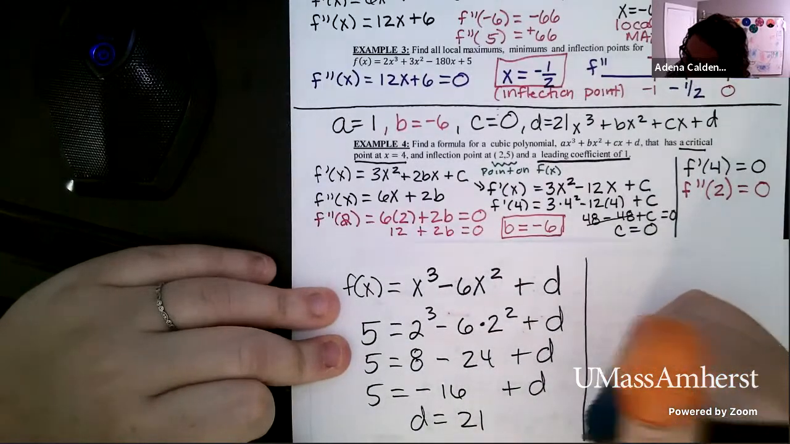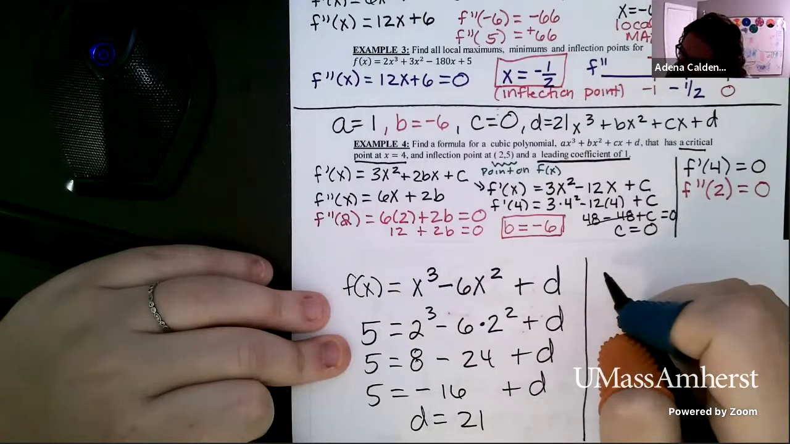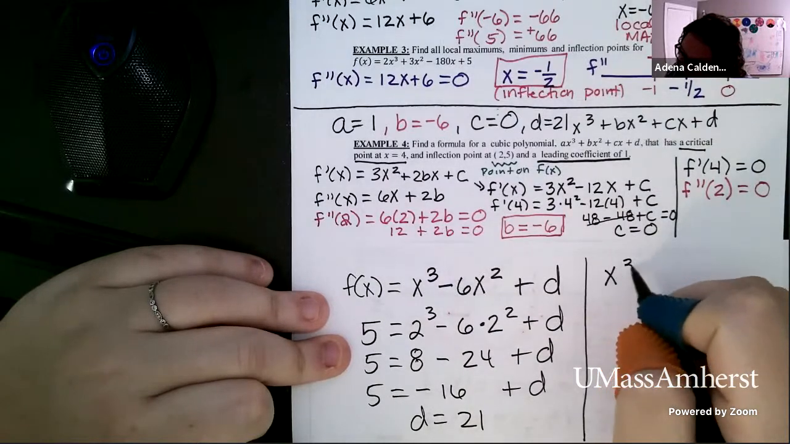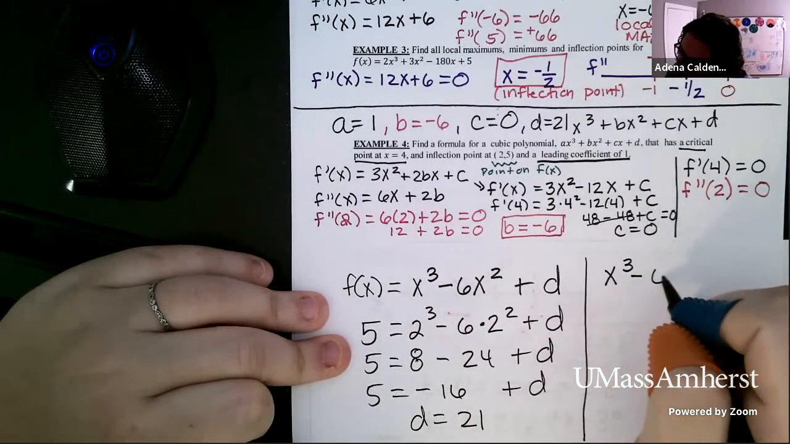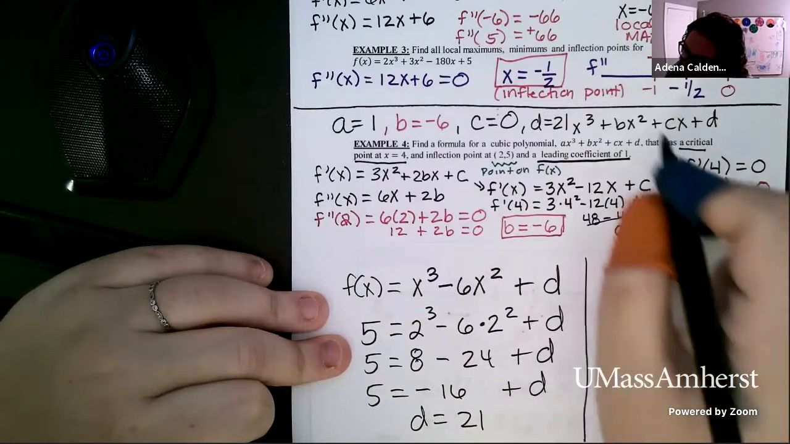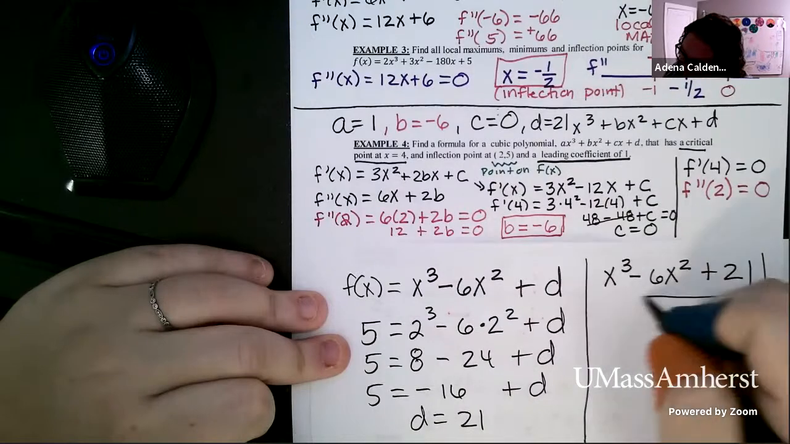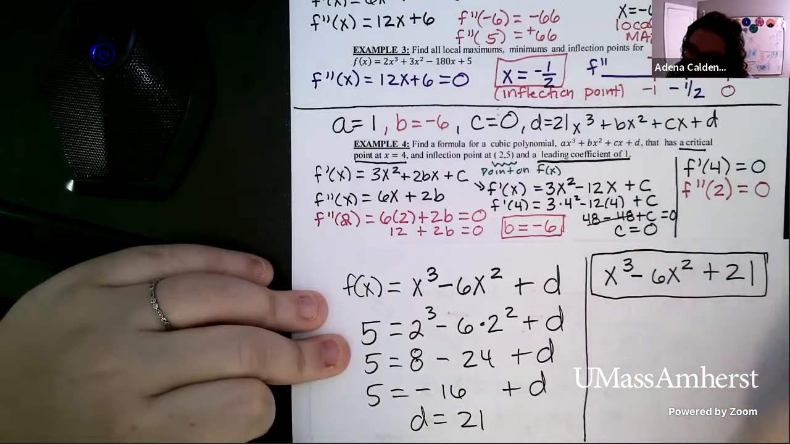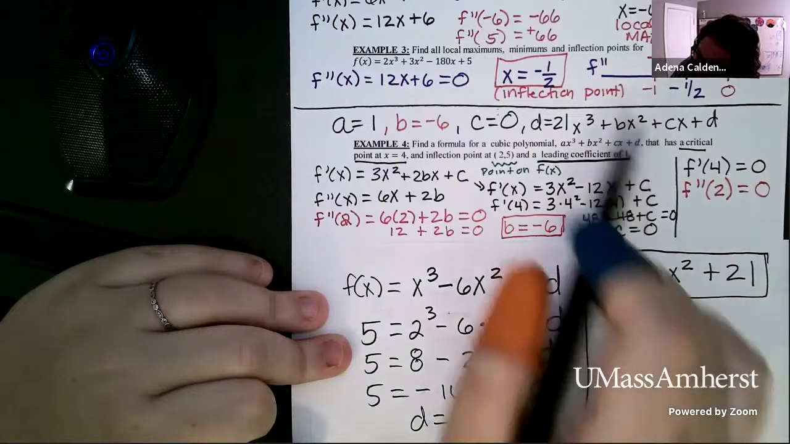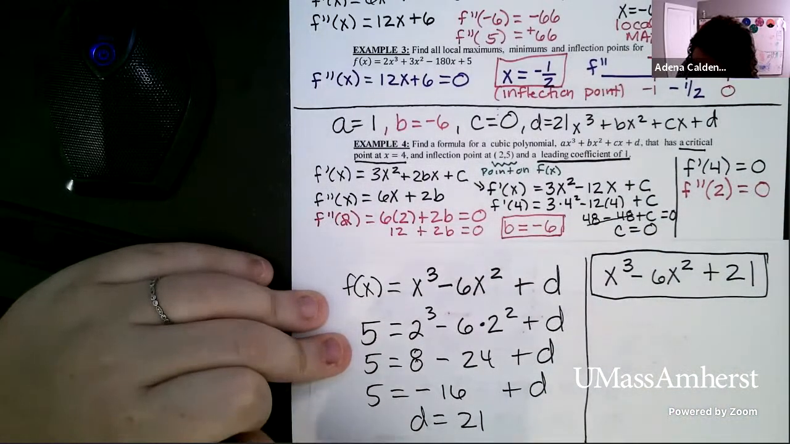So now I can put together my final answer for this cubic polynomial, which is 1x cubed minus 6x squared, 0x plus 21. So this is the function that satisfies all of these constraints.